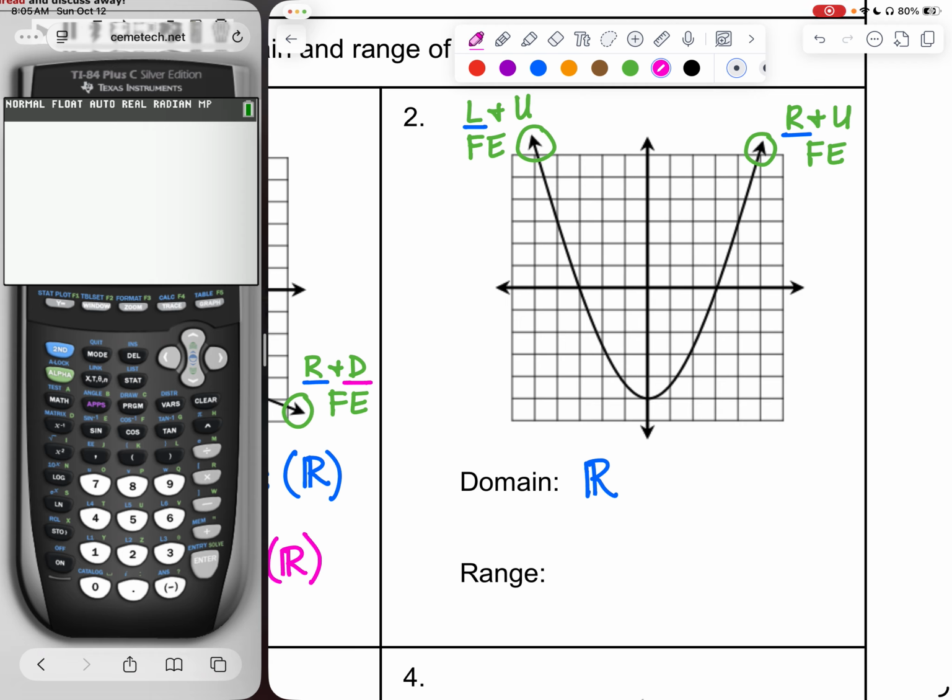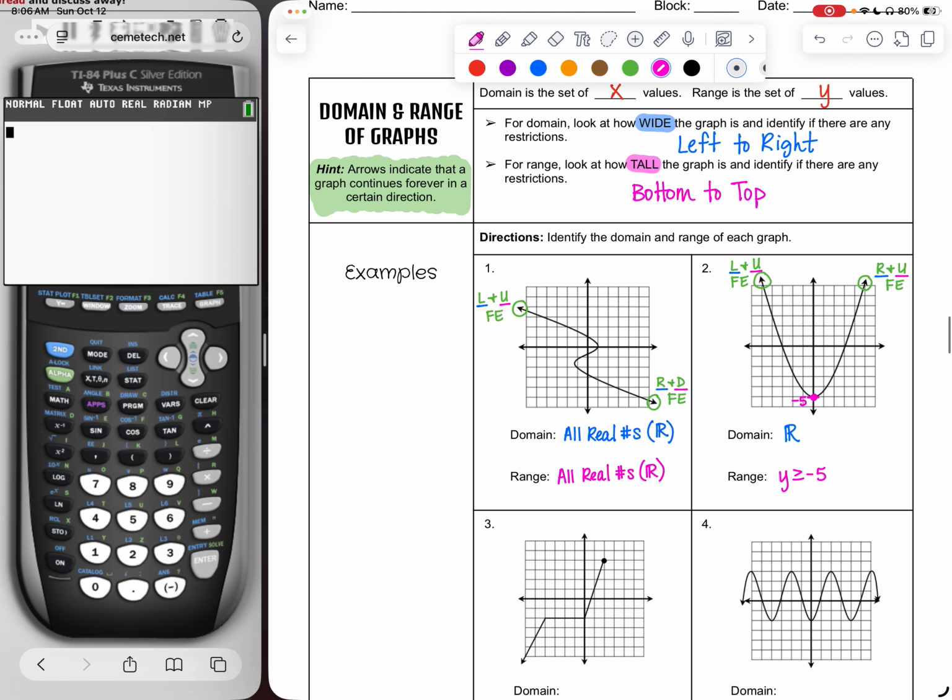Right? My range is going up forever and up forever, but up from where? The lowest part of this graph is at -5. So that is saying that y has to be greater than or equal to -5, because that's the lowest point on that graph. All right. So that is my domain and my range.